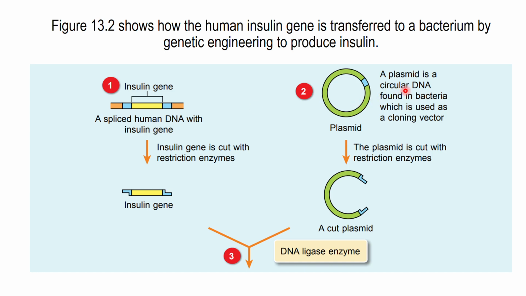Okay, and here we have a plasmid, which is a circular DNA found in bacteria, which is used as cloning vector. So this insulin gene is cut with restriction enzymes. Okay, the plasmid is cut with restriction enzymes as well. And here we are, this is the insulin gene and also a cut plasmid. So this DNA fragment and also the plasmid are cut with the same restriction enzymes that work like a pair of scissors. And the enzyme is the DNA ligase enzyme.